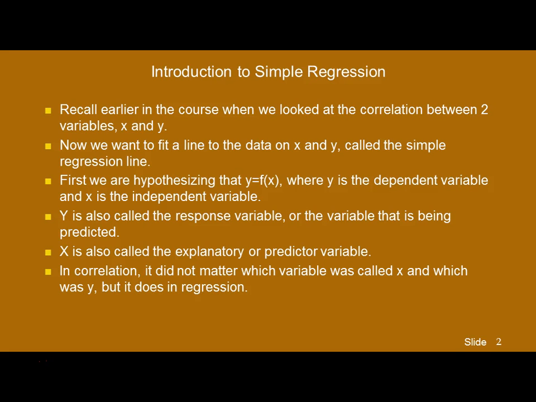Different books give these variables different names. Y is also sometimes called the response variable or the variable that's being predicted. X is sometimes called the explanatory variable or predictor variable. You might recall when we did the correlation coefficient, it didn't matter which variable we called x and which one we called y, but it will be important here in simple regression. The dependent variable is the y variable, the independent variable, the x variable.